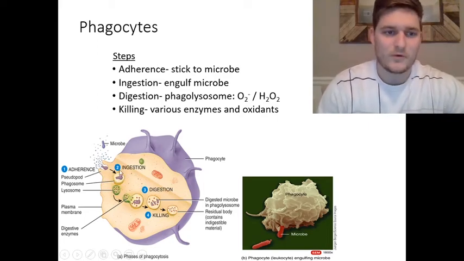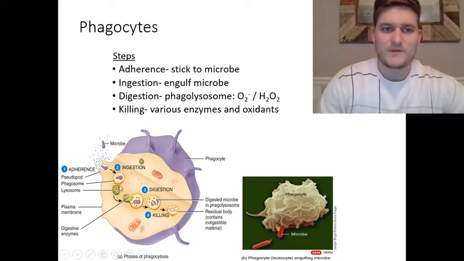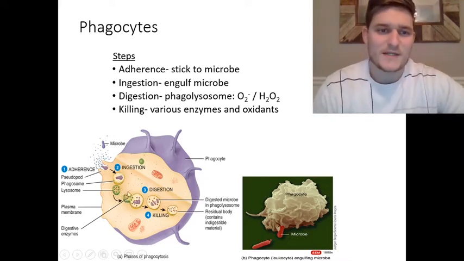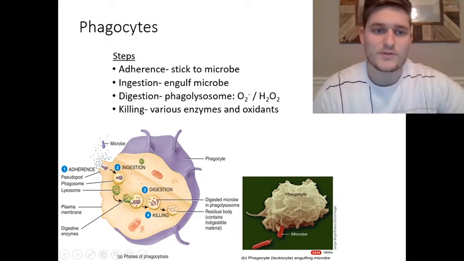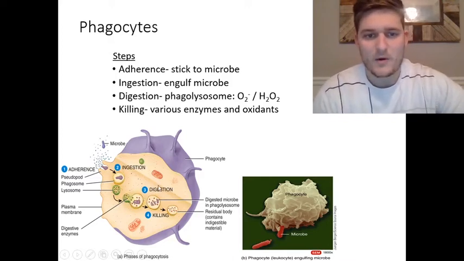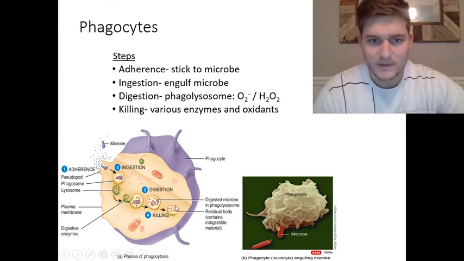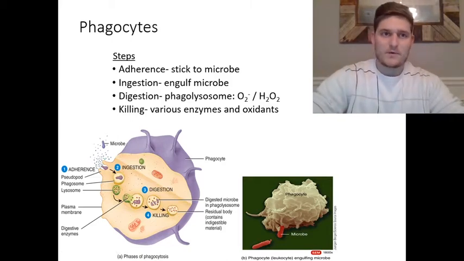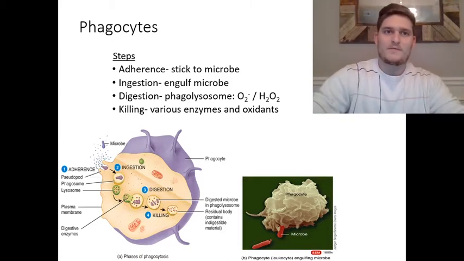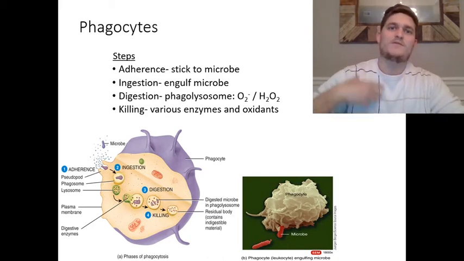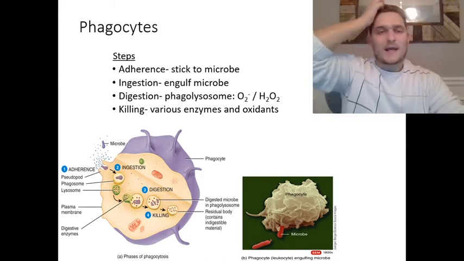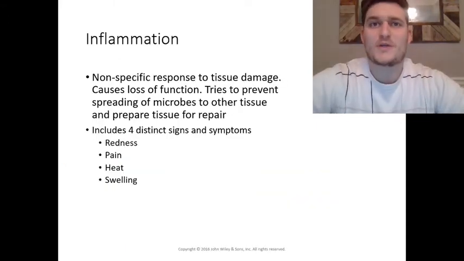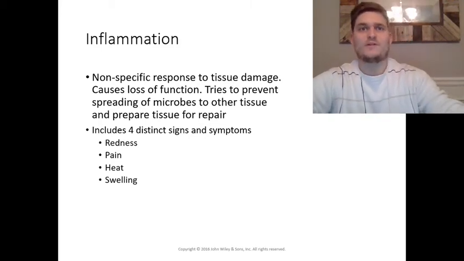engulf the microbe. And then that phagosome is going to fuse with what's called a lysosome. And that lysosome has digestive enzymes, and once those two fuse, those enzymes will help break down this microbe. And that's how we kill or get rid of different pathogens, different invaders that come into our body. But again, remember that this phagocytosis is also important for getting rid of and recycling old or damaged organelles and cells.